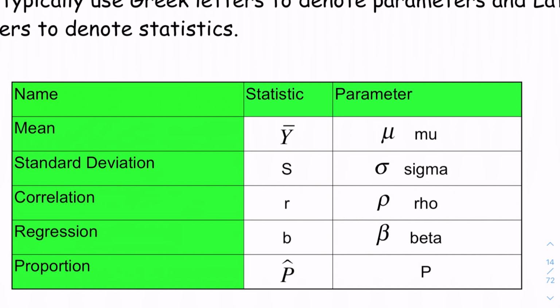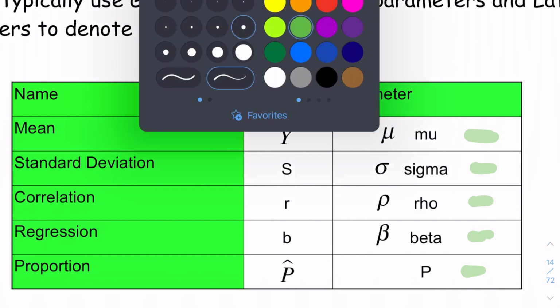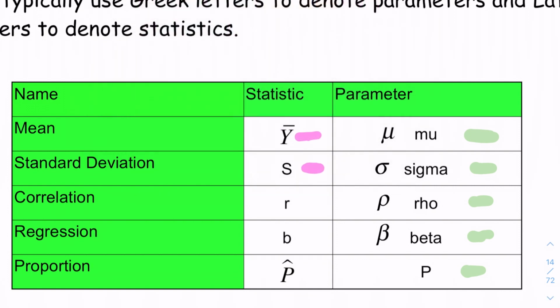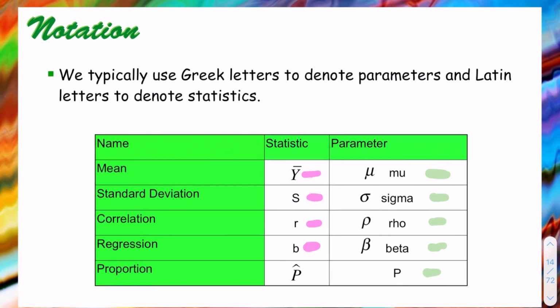Remember, if we're talking about a population, we use Greek letters. If we're talking about sample statistics, we're talking about these Latin letters. So Y bar for mean versus mu for mean. S for standard deviation versus sigma. R for correlation coefficient versus rho for correlation coefficient. B for our slope or our regression. Beta for our population parameter regression. P hat for a proportion. And P for our population parameter for our proportion. These last two we haven't seen yet, but we will get there.